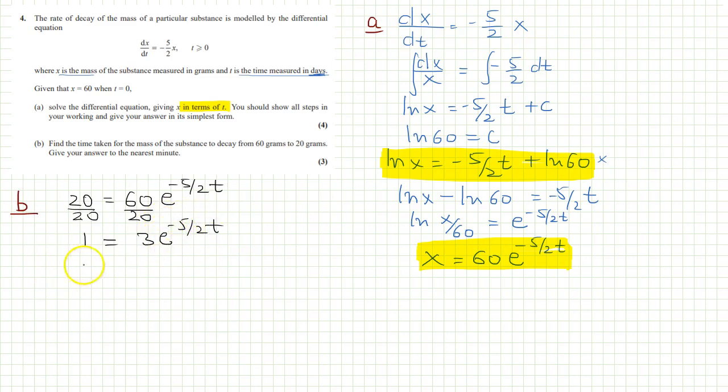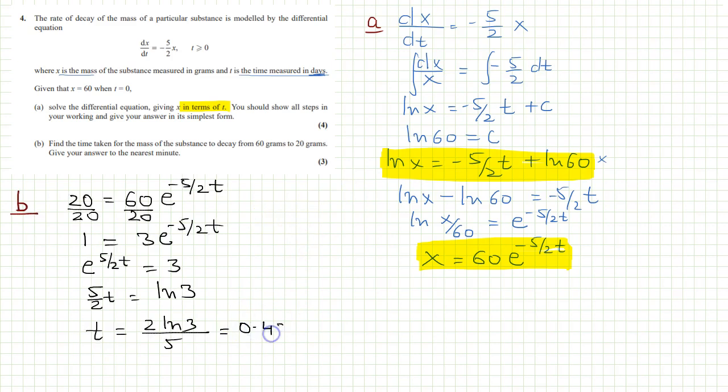If this is positive, e to the power 5 over 2 t, then it will be 1 over 3, so 3 over 1 it will be 3. Taking log, so 5 over 2 t is equal to ln 3. t will be 2 ln 3 over 5. So that is 0.43.